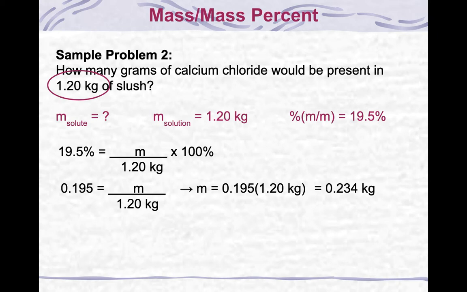Okay, because our solution mass was in kilograms, that means that our solute mass has to be that same unit. In this case, though, the question asks for grams, so we now need to convert that when there are 1,000 grams per kilogram. Kilograms cancel, so we're left with the answer. There are 234 grams of calcium chloride if you had 1.20 kilograms of slush.